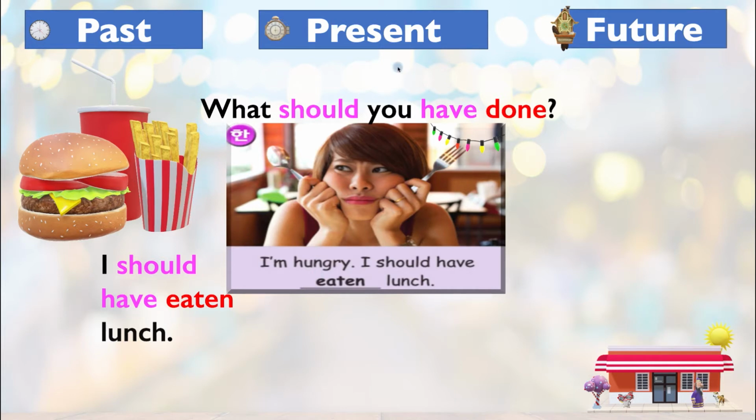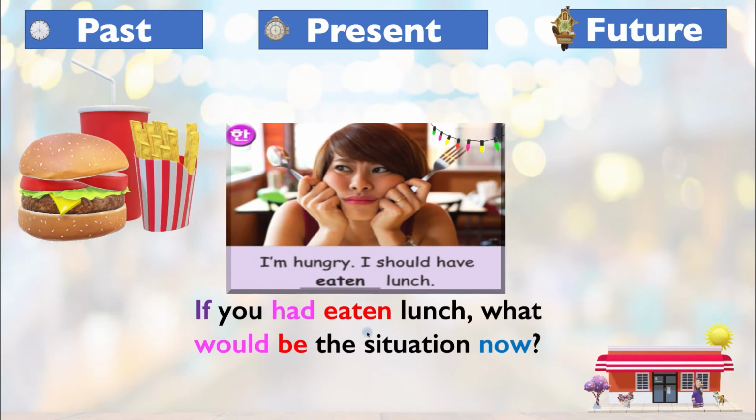Even though it is in the past, as we say, the situation is now. Now she is feeling that she should have eaten lunch at lunchtime. Now is the afternoon, and she is hungry because she didn't eat lunch. And her feeling now is that she should have eaten lunch, meaning she should have done something different in the past. But you can't change the past. What has happened has happened. There is no time machine.